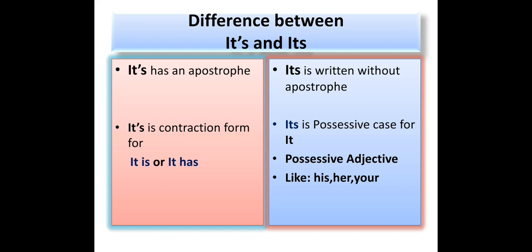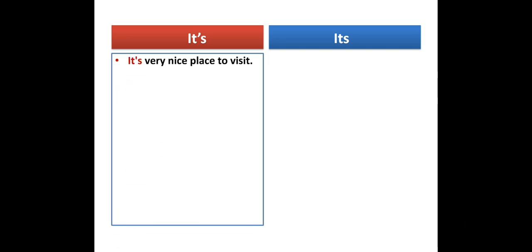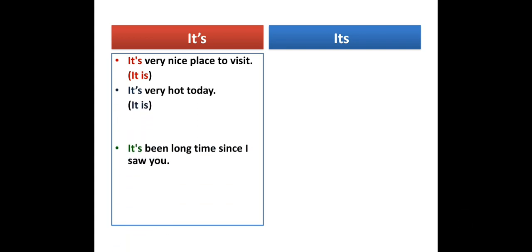Okay, now I'll give you some examples for it's and its. It's a very nice place to visit. Here it apostrophe s is a contraction for it is. It's very hot today. Here it's is a contraction for it is.